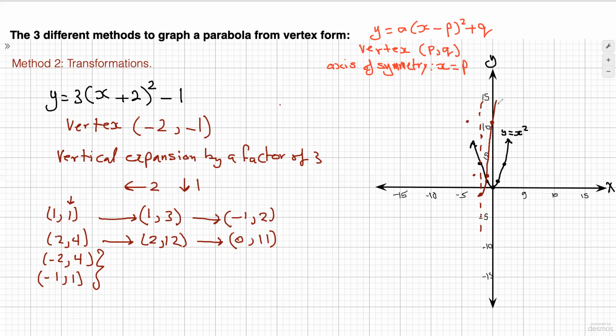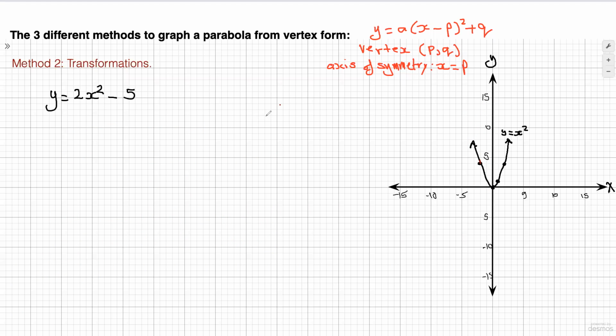So, and then that's how your graph looks like using transformations. I know, like from experience, I know a lot of students don't prefer this method. Now let's go to the method that lots of students like to use.